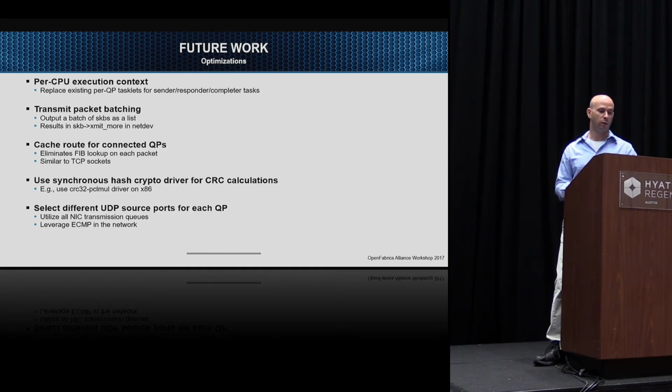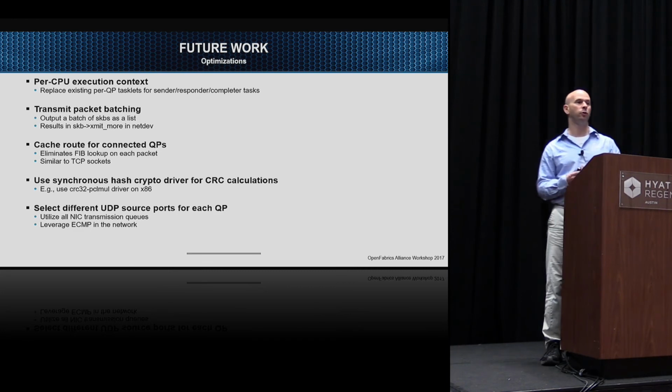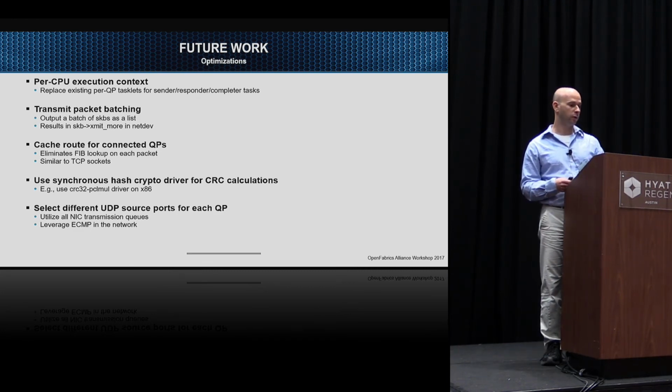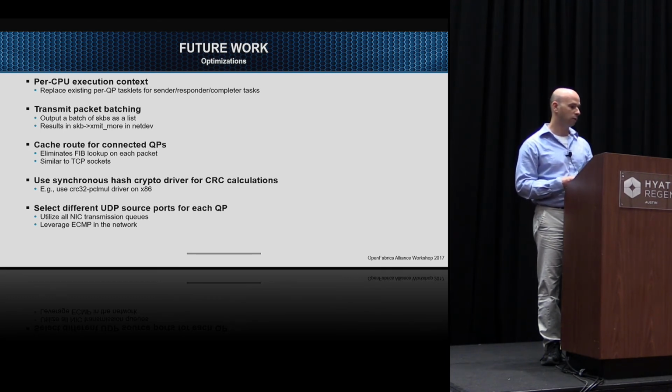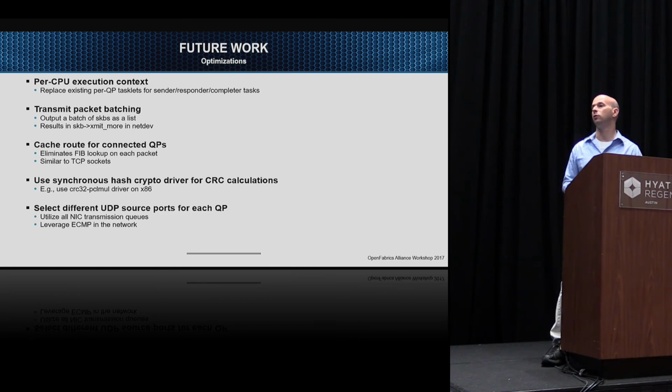So right now, as I said, we have 3 tasklets per queue pair, and we can probably get rid of those and use something more efficient, like a tasklet per core, and then just queue all the queue pairs that need to be progressed on those shared tasklets.